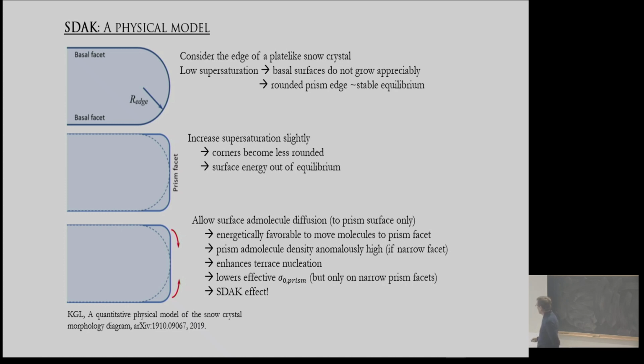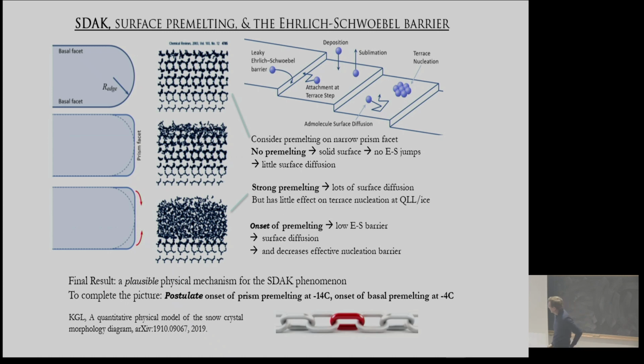And so you will get a lower effective sigma zero, but only on narrow prism facets, because there has to be a small area there. So this would produce the S-stack effect, I think. Maybe. You gotta keep moving in this game. So now we're gonna say, well, what's going on? Well, let's add pre-melting to this. This is not a new idea. Throwing pre-melting in to save the day, people have been doing this for a long time, because you've got to have something that changes with temperature, and this is about it.